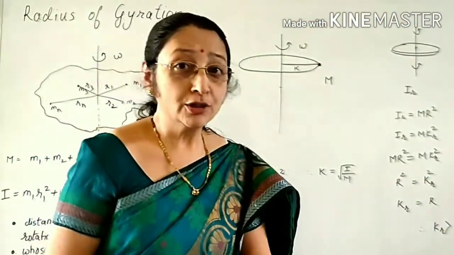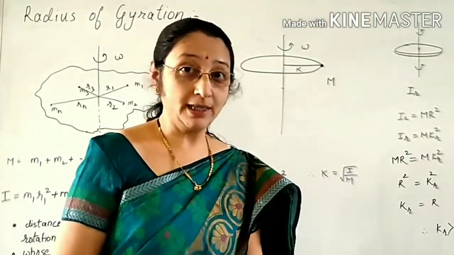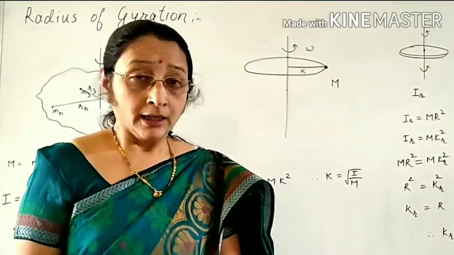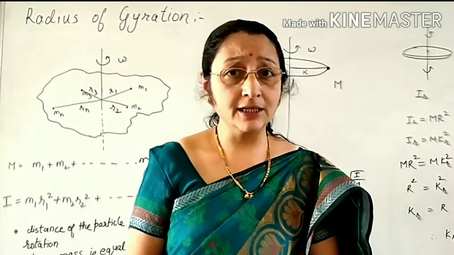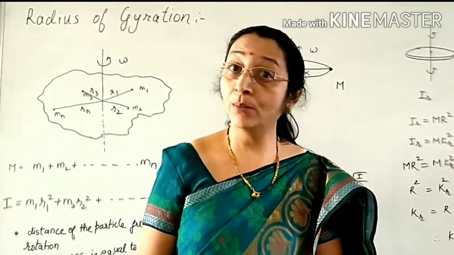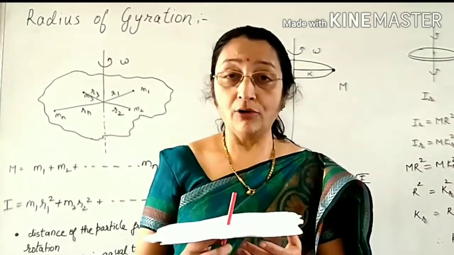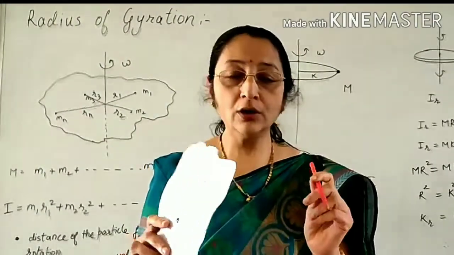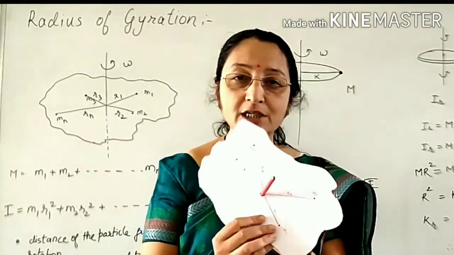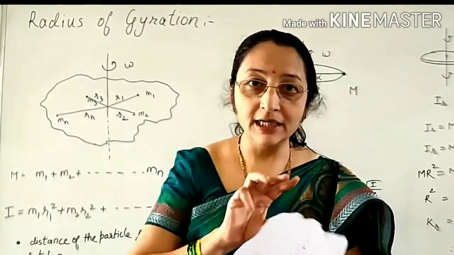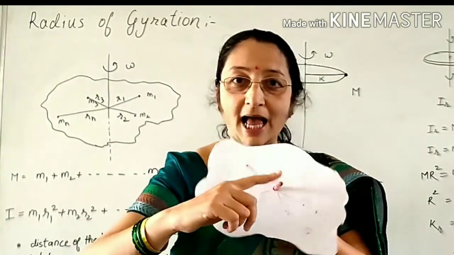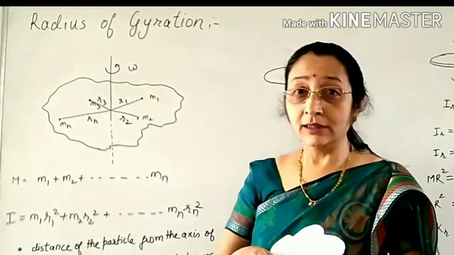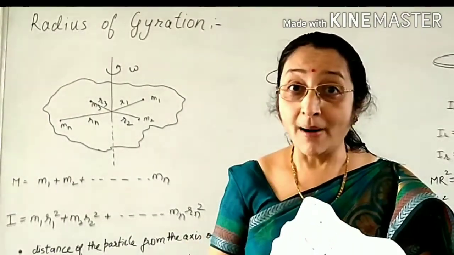Hello friends, today we are going to discuss a new concept, that is the radius of gyration. In the last lecture we have discussed the moment of inertia of a body which is rotating about some particular axis. So this is the rigid body and this rigid body is rotating about this axis. So the moment of inertia of this body of mass m.